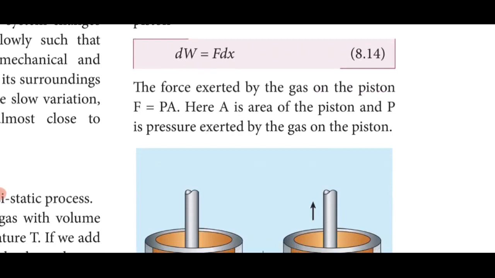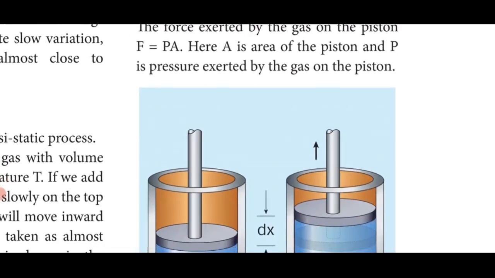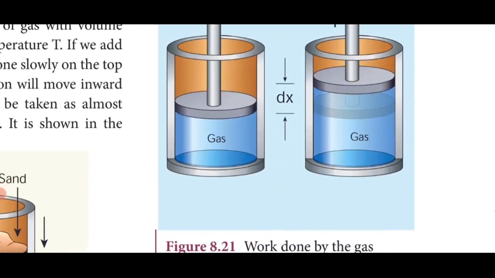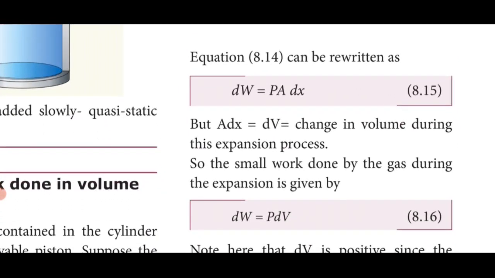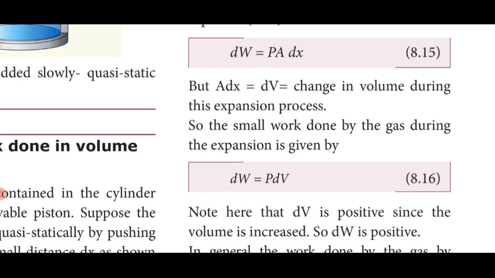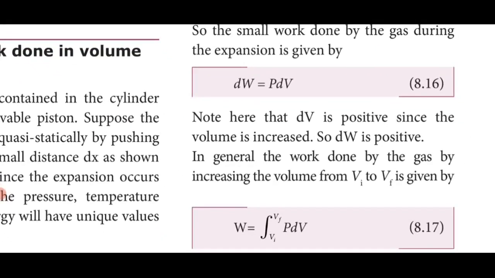If there is a force, there will be a pressure. F is equal to pressure into area, because pressure is equal to force by area. Here A is the area of the piston and P is the pressure of the gas on the piston. What is the value of F? PA. Substituting that in the equation, we get dW is equal to PA dx. What is A dx? That is area into distance, which is nothing but dV, the change in volume during the expansion process. So the small work done by the gas during the expansion is given by dW is equal to PdV.